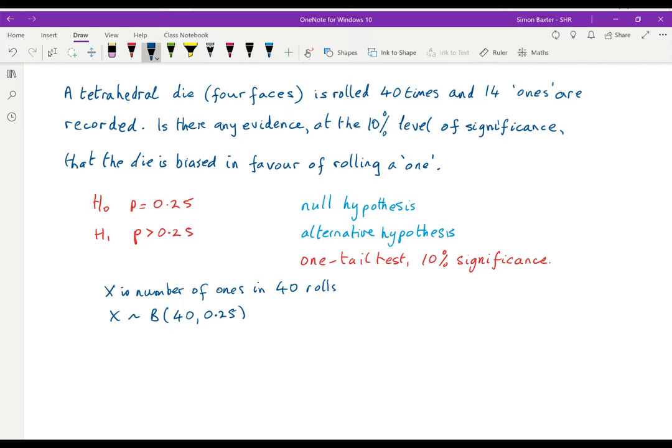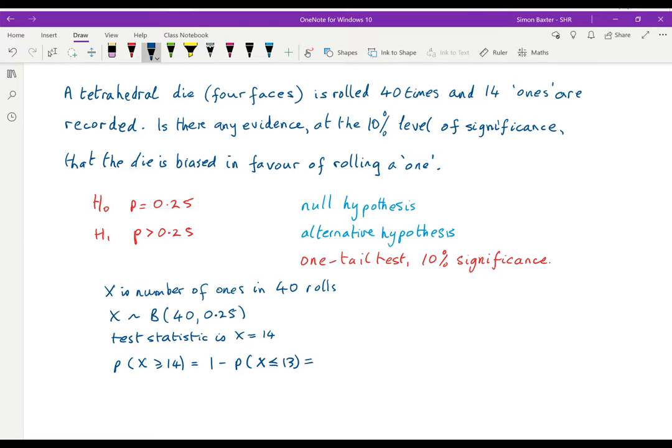The test statistic, the statistic that we have calculated from the sample, which we are going to test, is x = 14. We look at the probability that x is greater than or equal to 14. More about that in the next video. We must use greater than or equal to, not just greater than. 1 minus the probability x is less than or equal to 13.